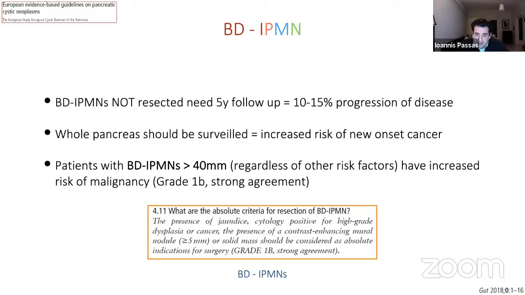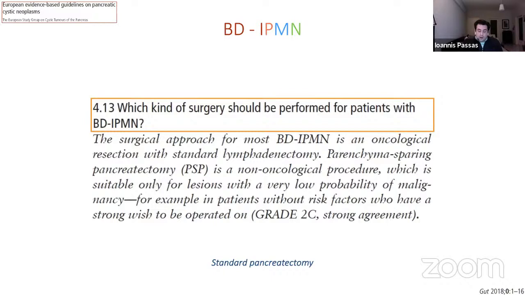So which kind of surgery should be performed? When we have absolute criteria, then we do an oncological resection, and there is no question about it, with standard lymphadenectomy, because there is a high risk of presence of cancer in that cyst. If not, we can do parenchyma-sparing surgery. We can discuss about it. Or, as Giovanni will show us, maybe we just follow up.